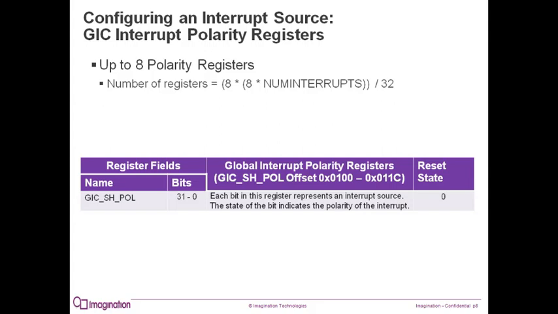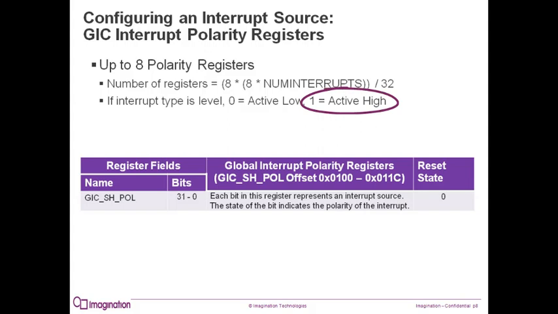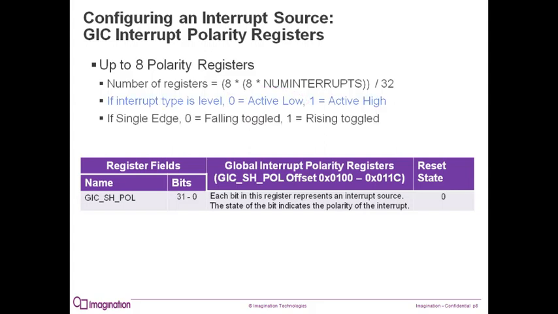There are other registers I'll cover next that determine the interrupt type, which can be level, single edge, or dual edge sensitive. If the interrupt type is level sensitive, then setting the corresponding source bit to 1 will configure the source to active high, and setting it to 0 will configure it to be active low. If the interrupt is single edge sensitive, then setting the corresponding bit to 1 will configure the source to rising edge toggle, and setting it to 0 will configure it to falling edge toggle.